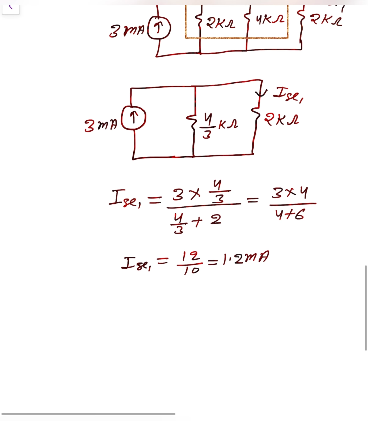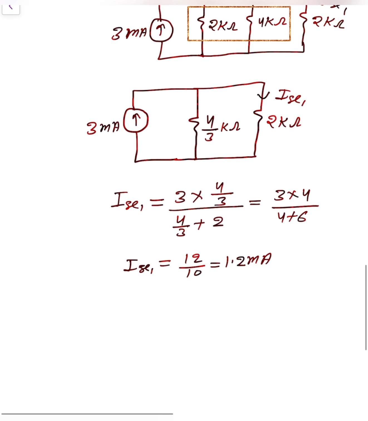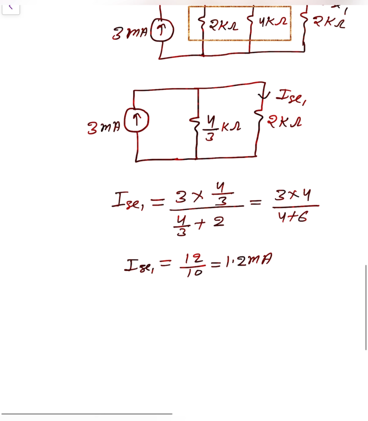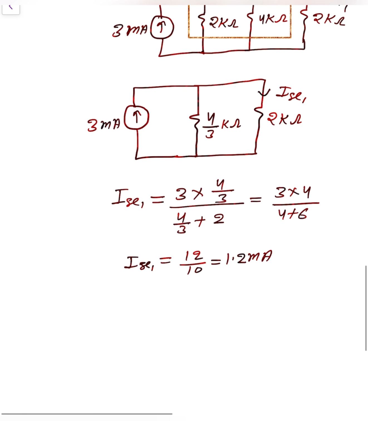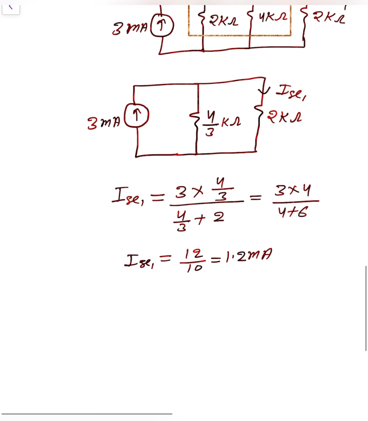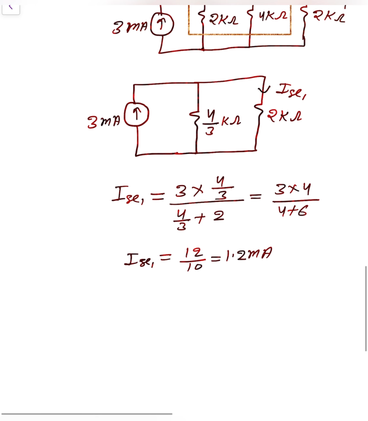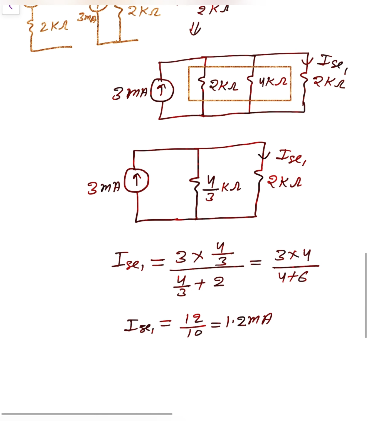Clear or not? 3 times 2 is 6, 6 plus 4 is 10, 1.2 milliampere. If any doubt, then comment it.